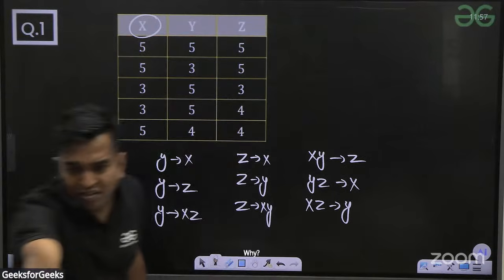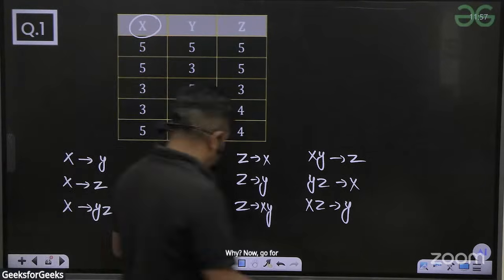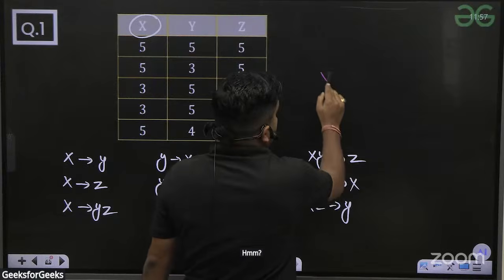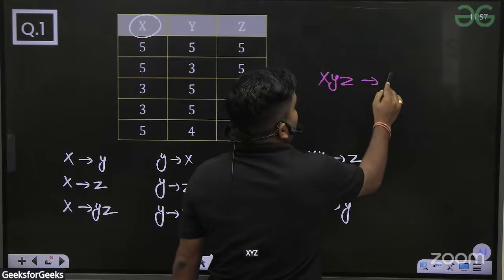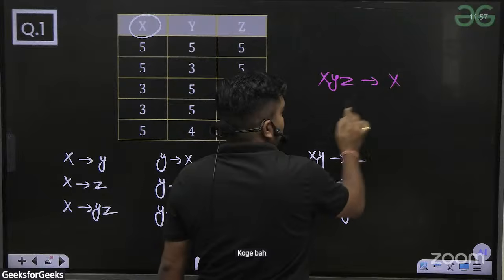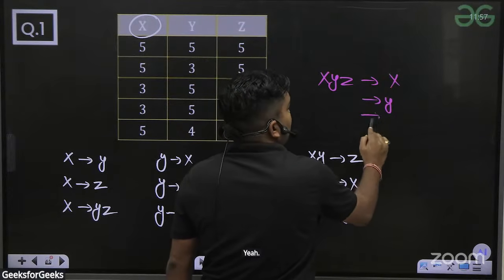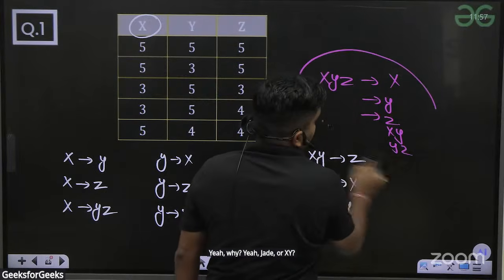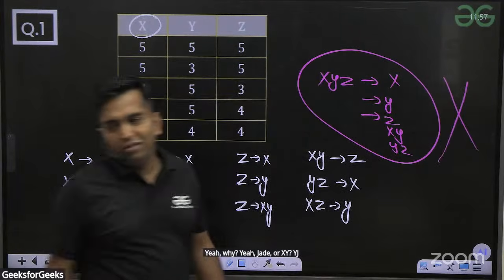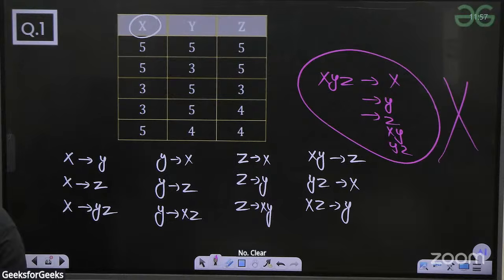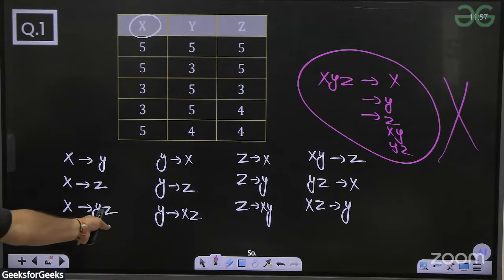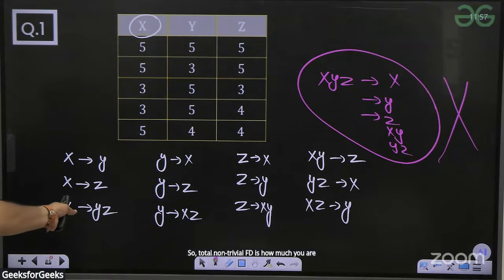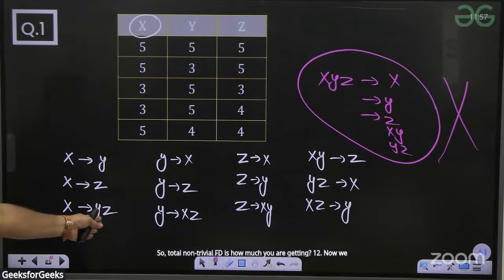Now go for 3, XYZ. What will you write? X or Y or Z, or XY, YZ? No. Clear? So total non-trivial FDs, how much are you getting? 12. Now we have to check which one is valid.